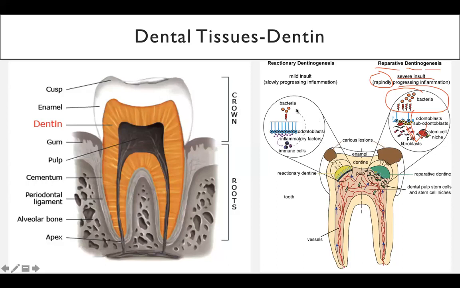Okay, so the main cells here for reactionary mild insult will be odontoblast, but here we have odontoblast and subodontoblast. This is done by immune cells. So reactionary is a reaction, that's why just immune cells, but reparative is a repair. So mainly pulp fibroblast and stem cells are required. Fibroblast to stop the damage and create a fiber layer, a tough layer to stop the damage further, and stem cells to make more cells, later on changing into dentin.